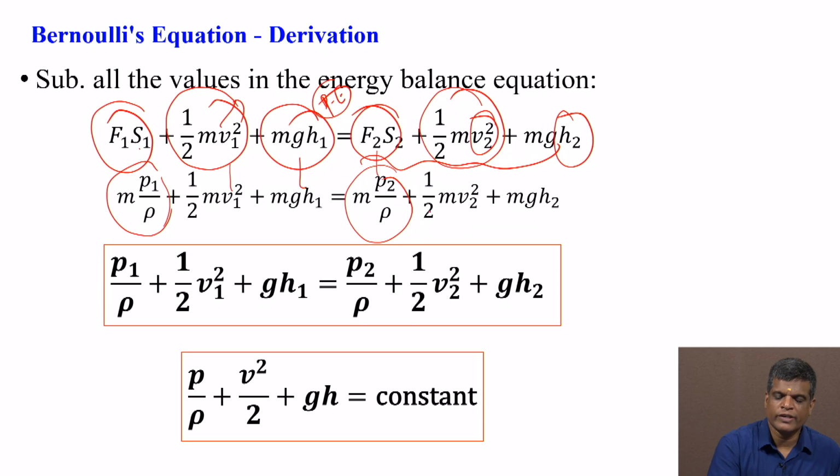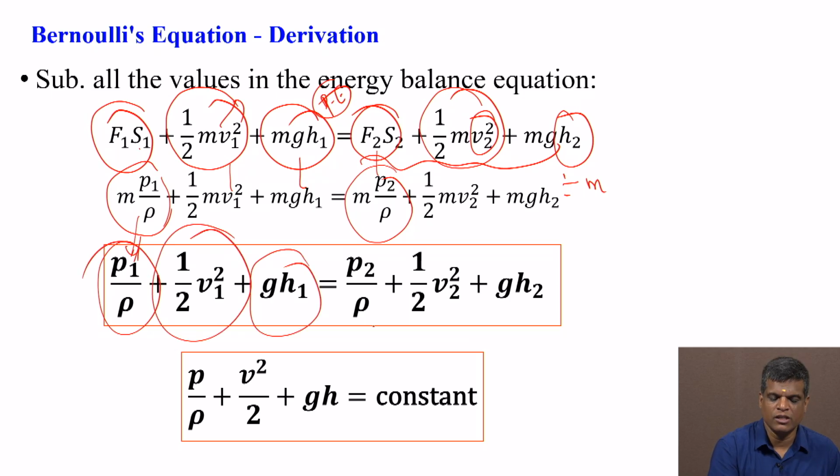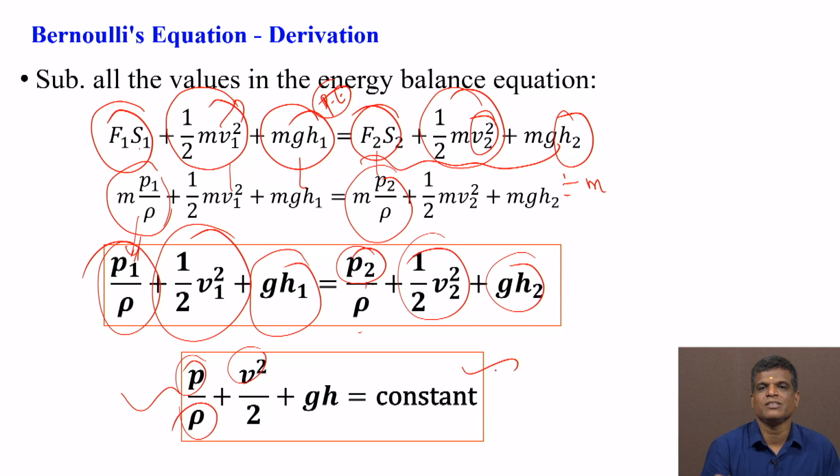Then we divide this whole equation by m, and we get P1 by rho plus (1/2)V1² plus gh1, the potential energy at point 1. In the same way at point 2 we get P2 by rho plus (1/2)V2² plus gh2. So this is another form of the equation: P by rho plus V² by 2 plus gh equals a constant. This is the Bernoulli equation, normally used for pipeline systems.